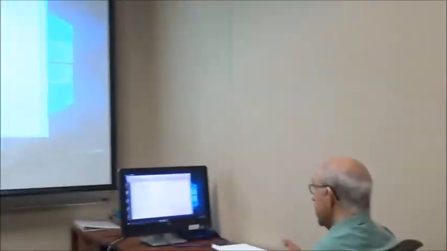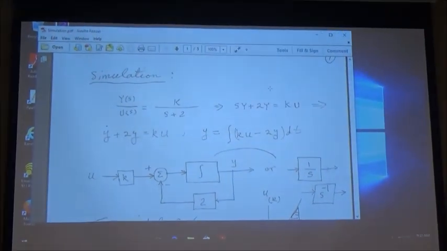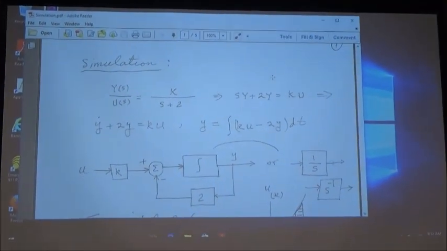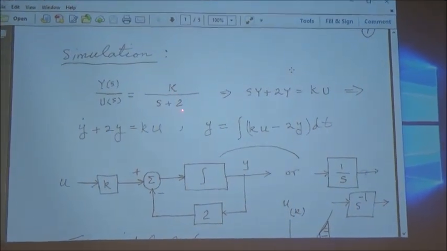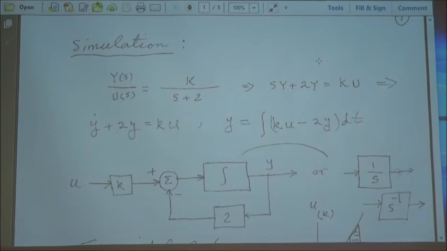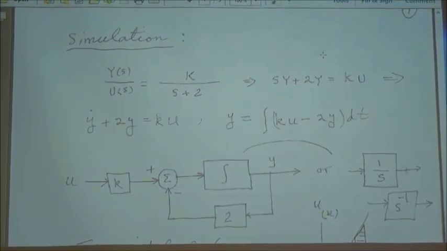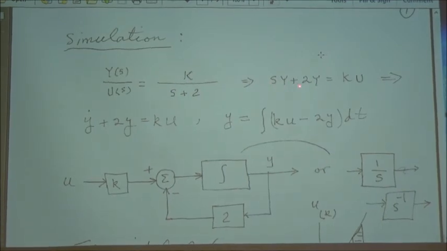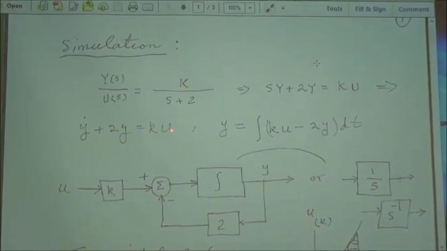So let's go to the board here, and here are some handwritten notes about simulation. We start with a very simple system, K over s plus 2, where if you cross multiply it, you get this equation, which is still algebraic. If you do the inverse Laplace transform of this equation, you get this differential equation.